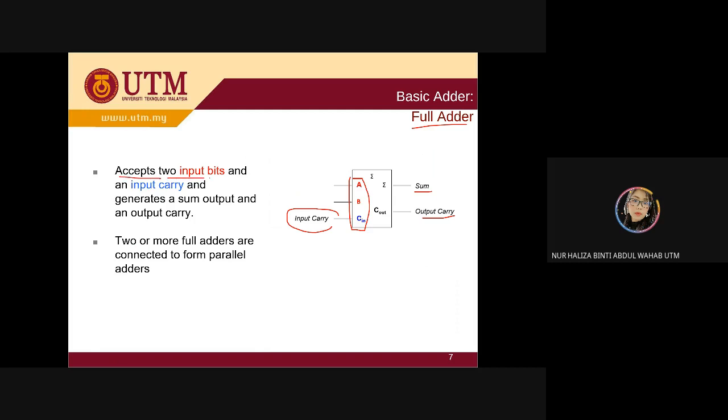It accepts two input bits and an input carry, and generates a sum output and an output carry. When you combine two or more full adders together, you form the parallel adder. Later on, you're going to learn about the parallel adder. That's why later you can create your own calculator by using these full adders, combinations of your half adder, and so on.